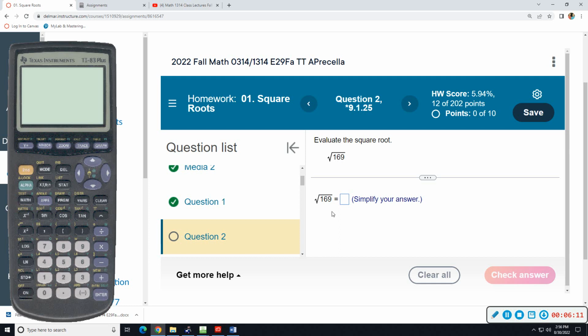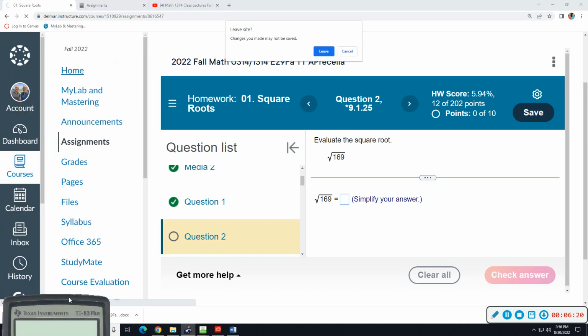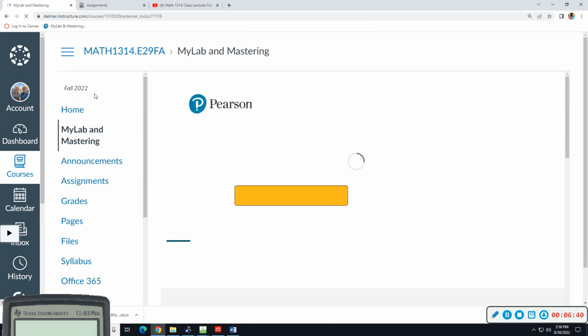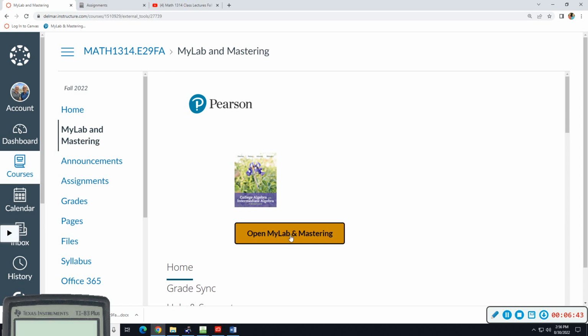I have to say something. I always access the homework by clicking the My Lab and Mastering tab over here. I like to enter it there. It looks better, okay? So is it okay for y'all if I switch over to this view, My Lab and Mastering? No, go ahead and do it, because it makes the screen cleaner. Okay, open My Lab and Mastering.